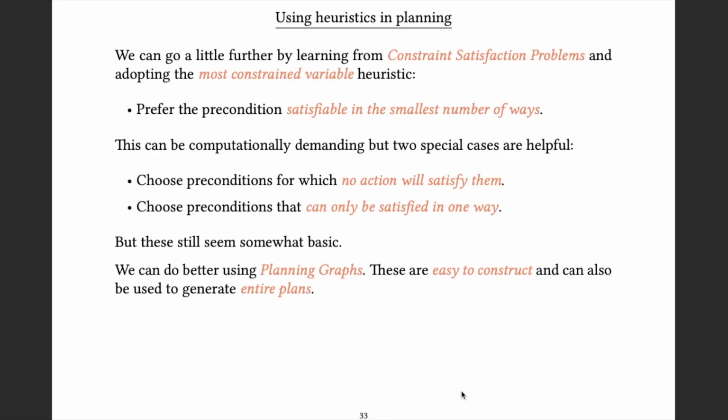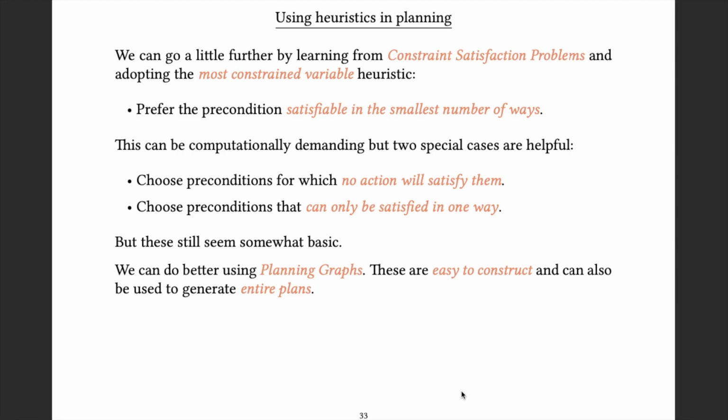Now, we could take inspiration from what we saw about making heuristics for CSPs and think in terms of something like the most constrained variable heuristic. And that would lead us, for example, to a preference for choosing the precondition that has the smallest possible number of ways of being satisfied. And here we're essentially going to be trying to force backtracking to happen sooner rather than later. Now, that in itself can be a tricky thing to compute. So we can look in terms of choosing preconditions that can't be satisfied, which clearly is a case of backtracking immediately if you can, or choosing preconditions that only have one way of satisfying them.